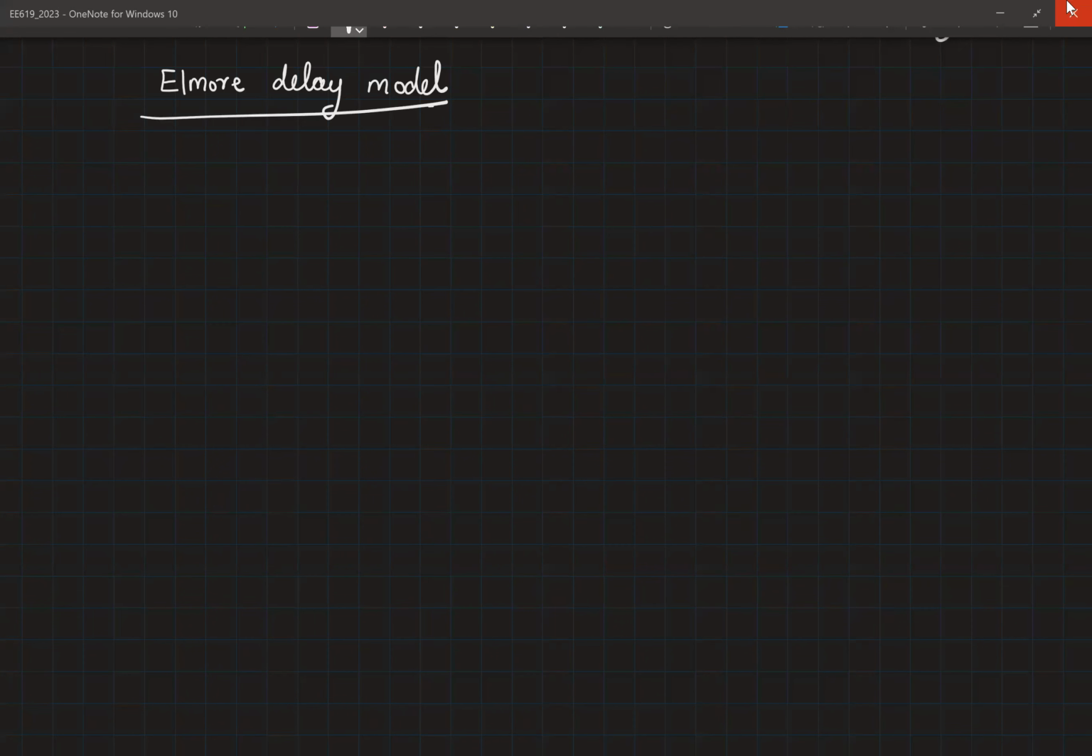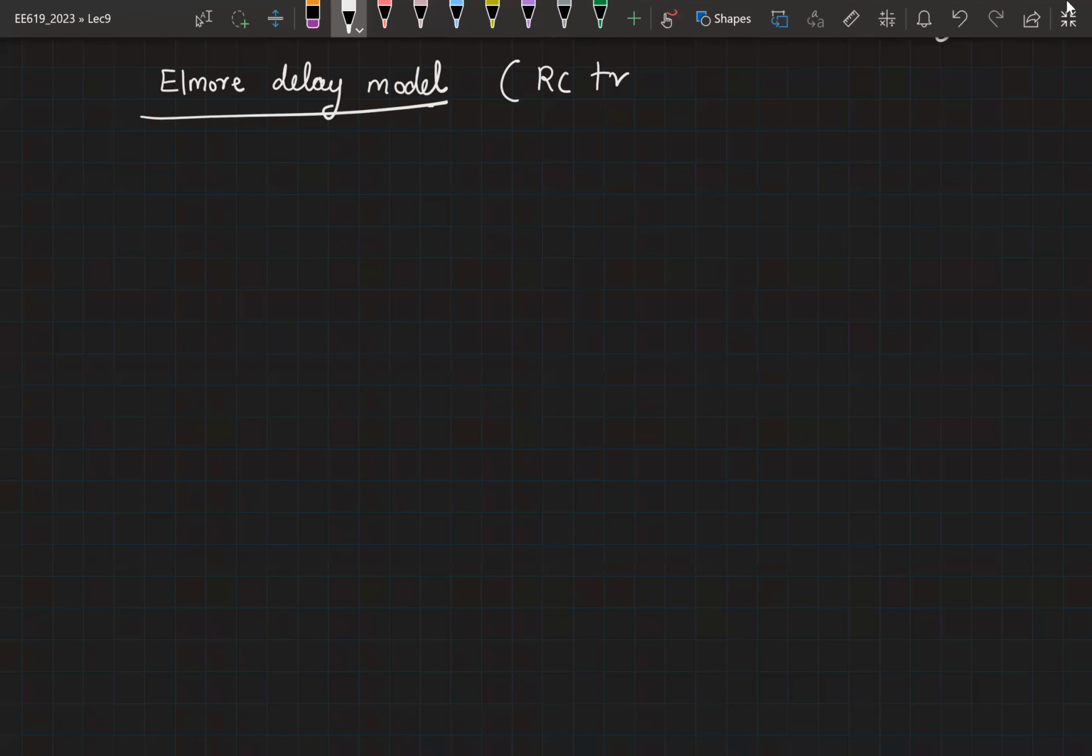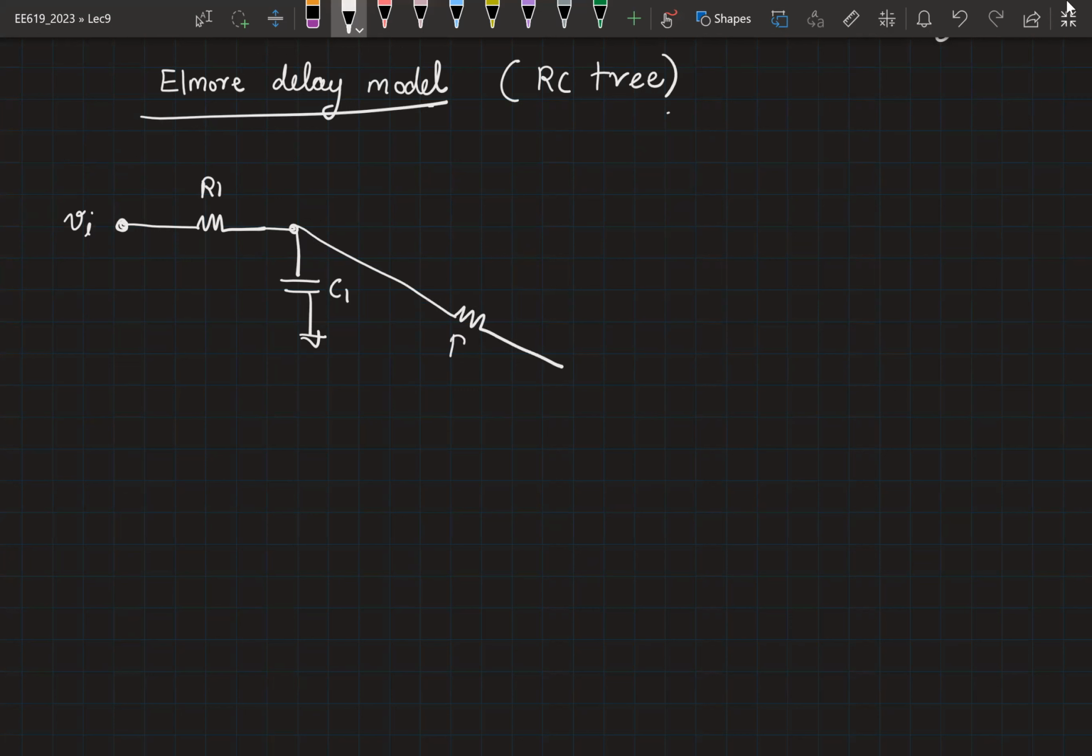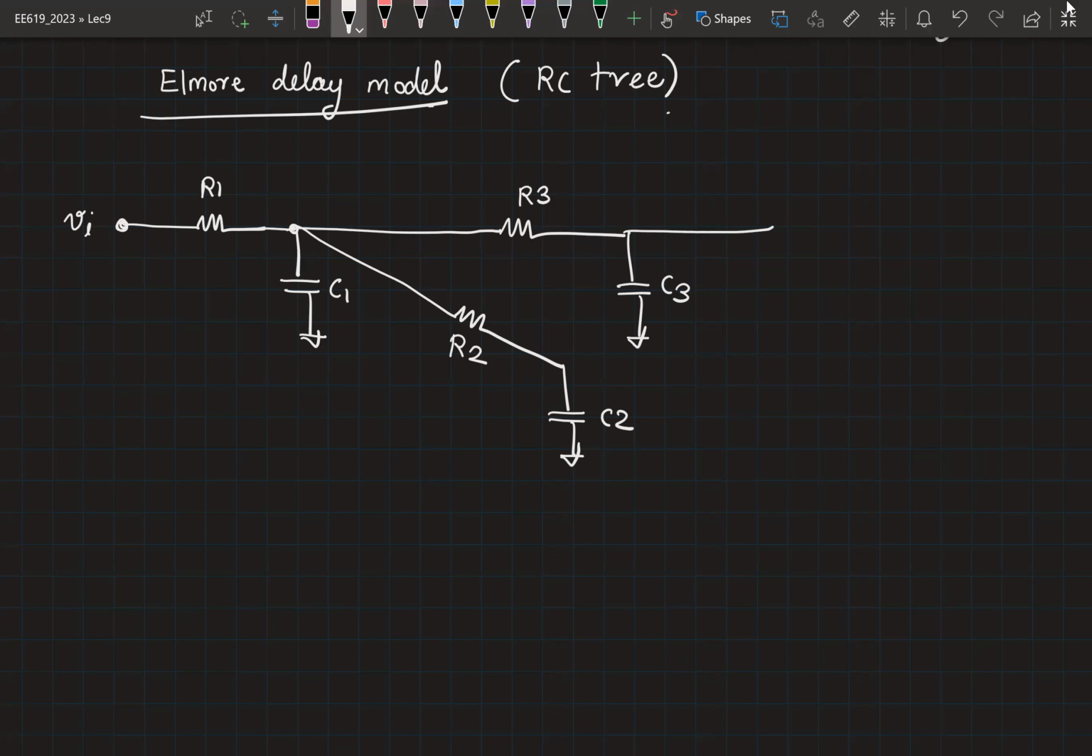So let me establish the conventions first. We are going to apply this Elmore delay for an RC tree. So let's say this is my Vi. There is R1, C1, R2, C2, R3, C3, R4, C4. I'm going to call the voltage across C1 as V1 and the current through it as I1. So here you have V2 and I2. This is V3 and I3. Similarly, you have V4 and I4.